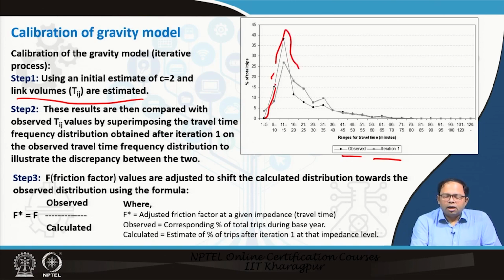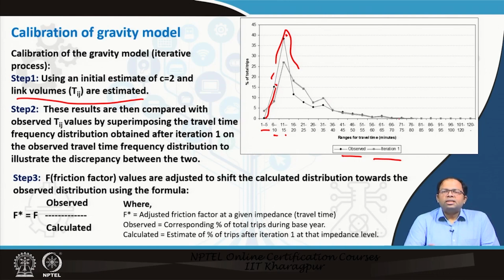Trips which have travel time ranges of 1 to 5 minutes, so many trips were observed. Trips of 6 to 10 minutes, so many trips were observed. Trips of 11 to 15 minutes, so many trips were observed. So, we divide the entire impedance range into smaller segments, it could be 5 minutes, 10 minutes and so on, and then we find the total number of trips for that urban area, for both the predicted as well as the observed values, and we will see there is a mismatch in these two patterns.